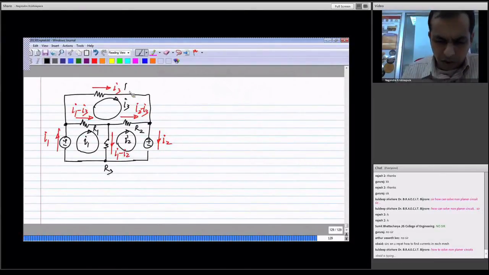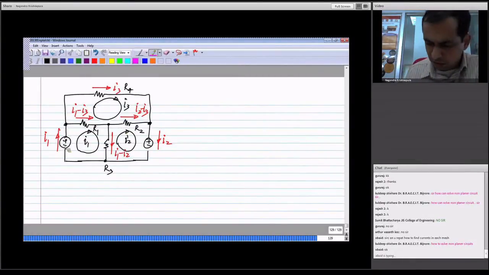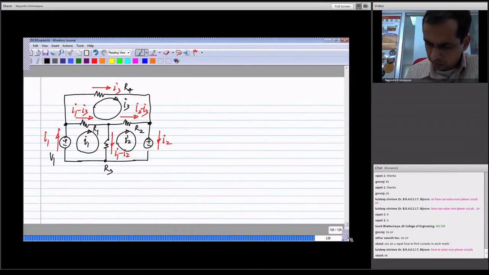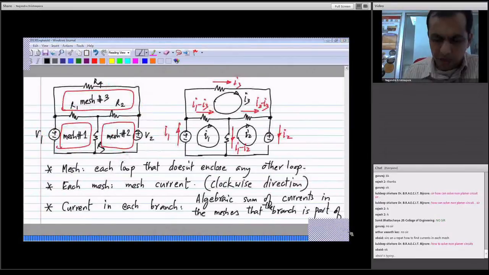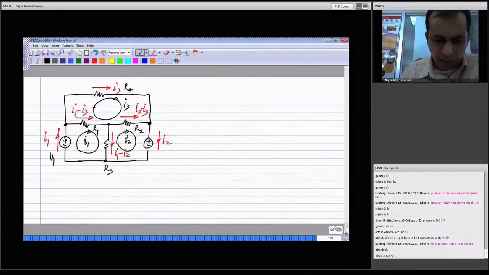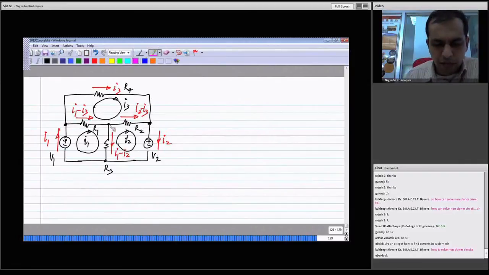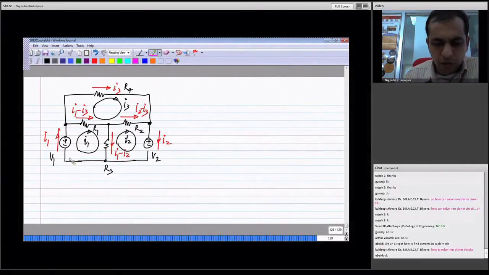So, if I write KVL around mesh number 1, and let me call this V1, and this is V2. If I write KVL around mesh number 1, what do I have? The voltage drop across R1 plus voltage drop across R3 equals V1. Okay?